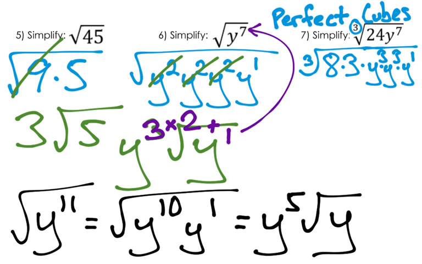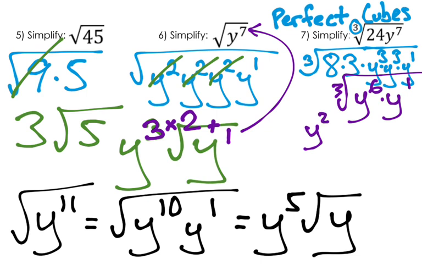I showed you another way of doing it where you could also think of this as y to the 6th power times y to the first power. And since 6 is divisible by 3, when you take the cube root of that, you're going to have a y squared coming out with that y 6th when you take its cube root. And then the y to the first power would stay under the radical sign.